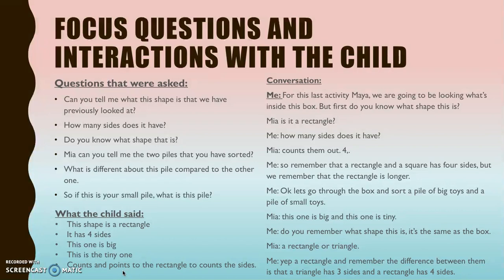And then what the child had said, so she stated that this shape is a rectangle. It has 4 sides. This one is big, this one is tiny. And then she was able to count on the rectangle as she counted the sides with her finger. So she counts 1, 2, 3, and 4. So from what the child had said from the first activity to the third activity, you can see that she's using more detailed words of how she describes the different shapes of what I've taught her.